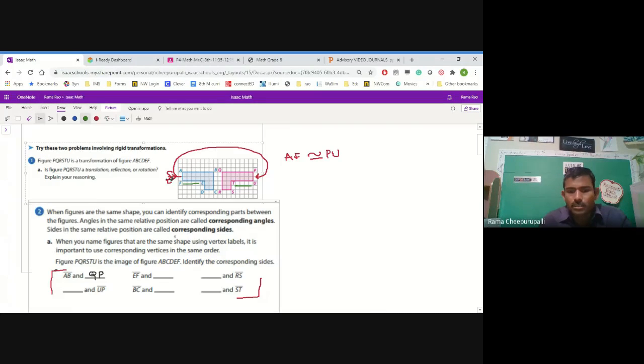Okay, corresponding sides. And the same thing with the angles. Angle A is matching with angle P. Angle B is matching with angle Q. Okay, so does it make sense?